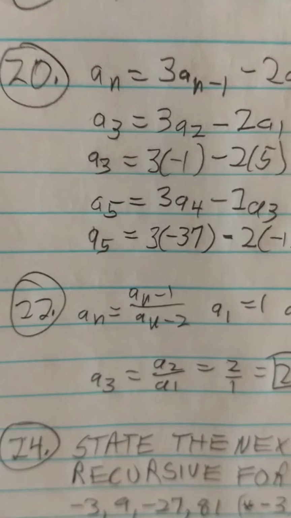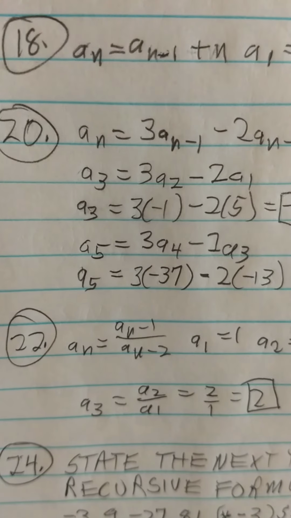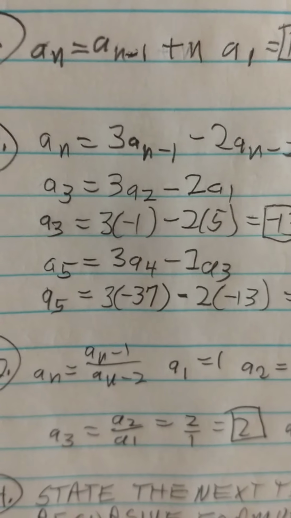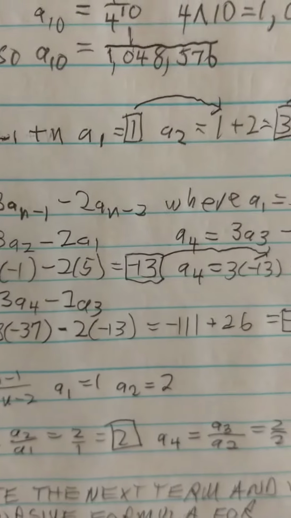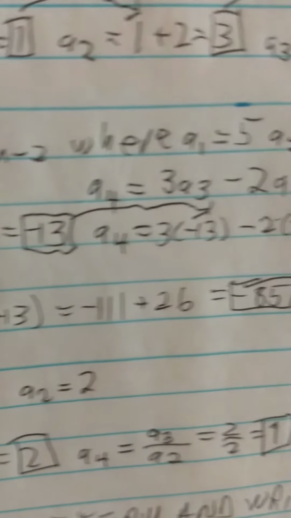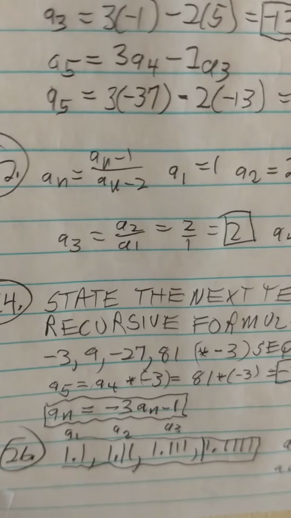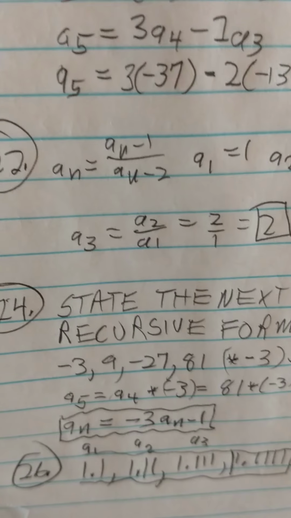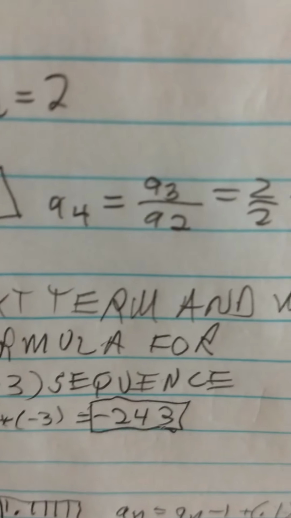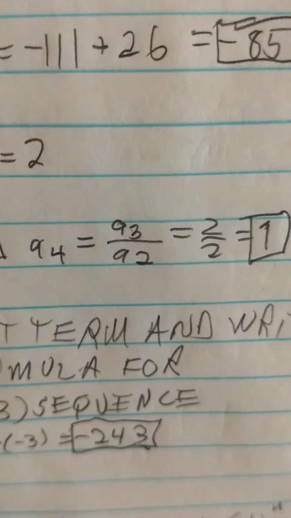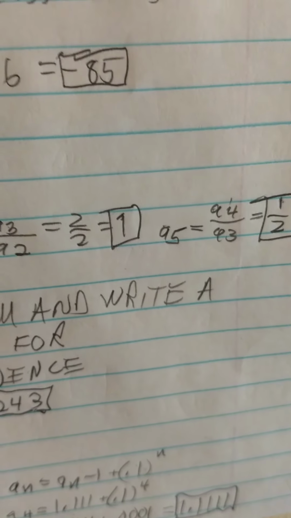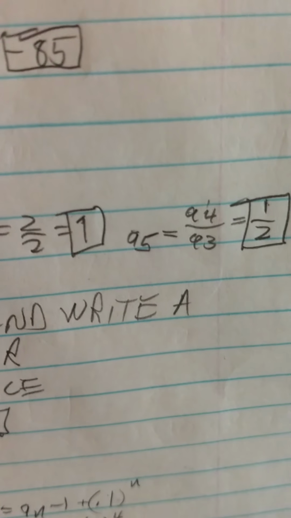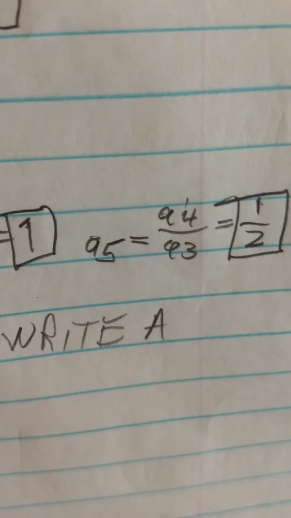Okay, now 22 is a sub n is a sub n minus 1, the last term, over a sub n minus 2, the next to last term, where a1 is 1 and a2 is 2. So now we would have a3 is a2 over a1, which is 2 over 1 or 2. a4 is equal to a3 over 2, which is 2 over 2 or 1. And a5 is a4, the last term, over a3, the next to last term, or 1 over 2.